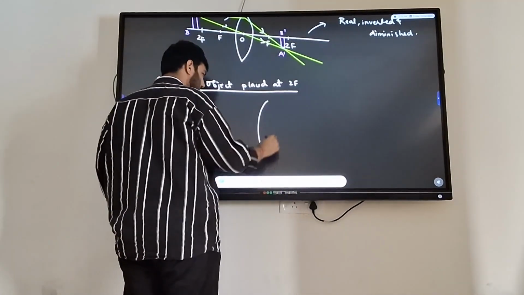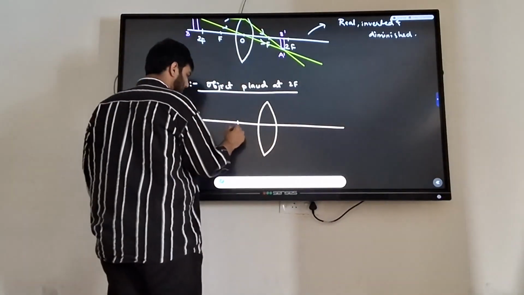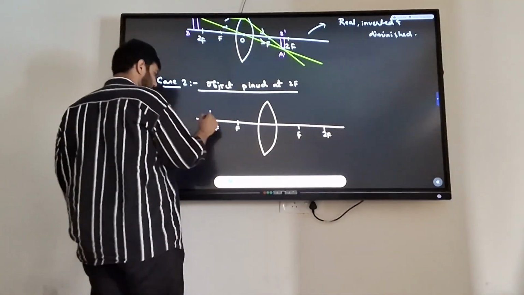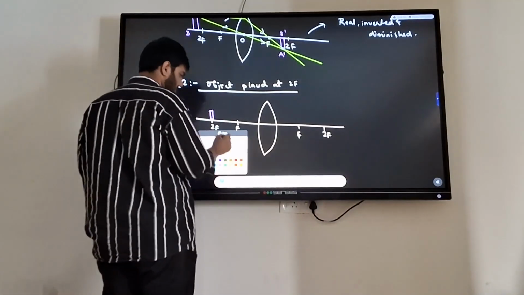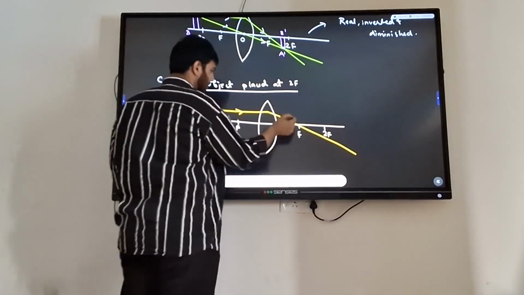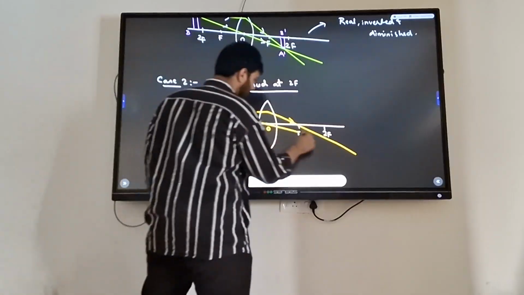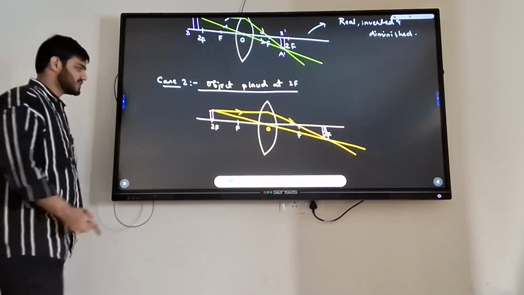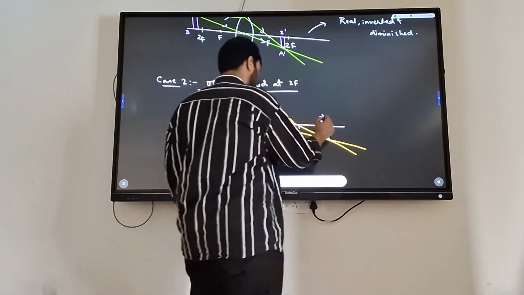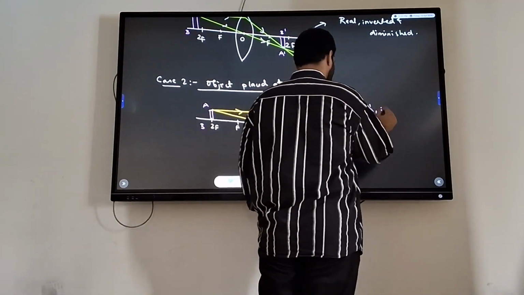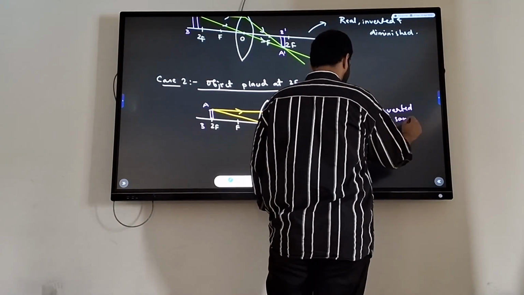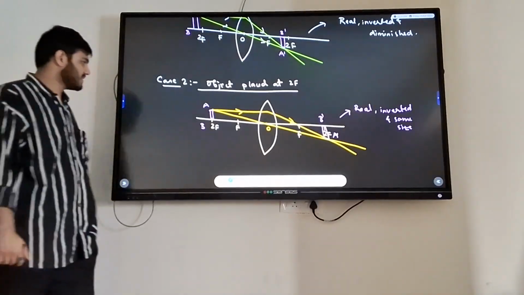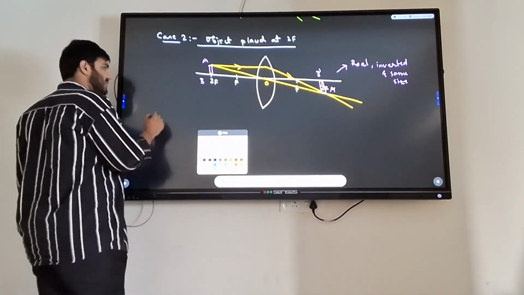What will you get then? Let's try to make it. Good. This time I got it correct. What is the nature of the image this time? Real, inverted, same size. Is it correct? What could be the next position then? Between 2F and F.